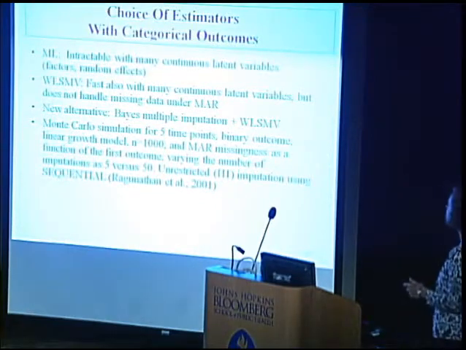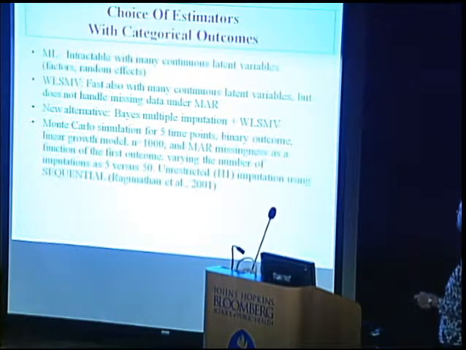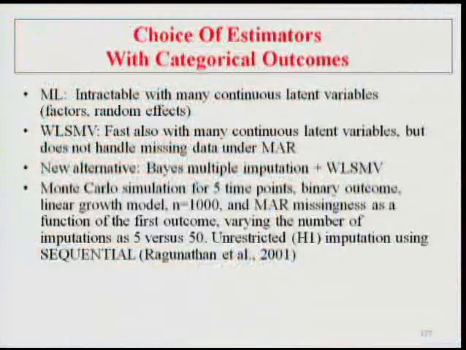So I think I probably said all of this. ML can be intractable with a lot of factors with categorical outcomes, and WLSMV does not handle missing data that well. So then we have what we're going to show here, Bayes multiple imputation followed by weighted least squares estimation.